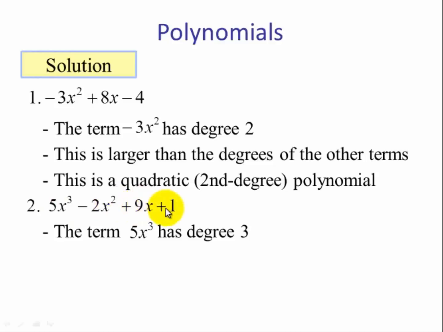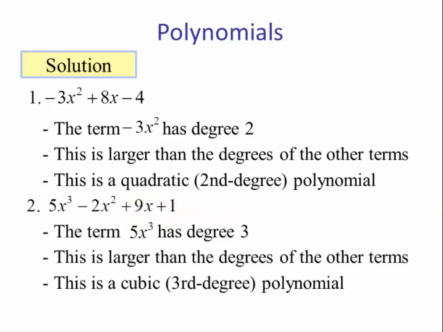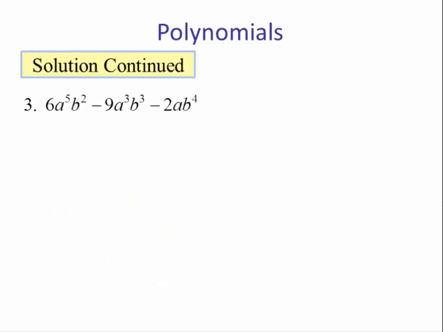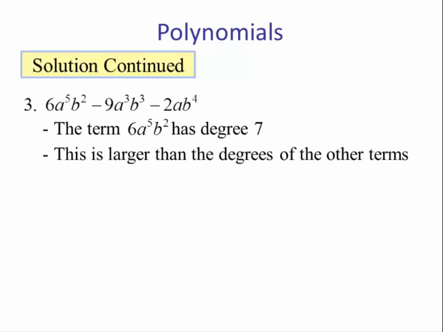Number 2, polynomial has 4 terms. So we have degree 3, degree 2, degree 1, degree 0. This is what's known as a cubic. Number 3, so this polynomial has 3 terms. The term 6a to the fifth b squared has a degree 7. It is the largest, so we say this polynomial has degree 7. So we would call this polynomial 7th degree polynomial.